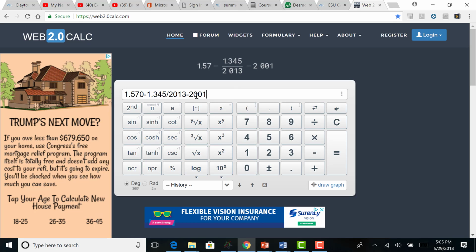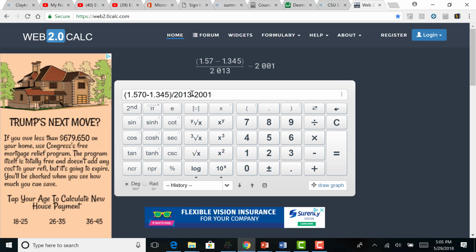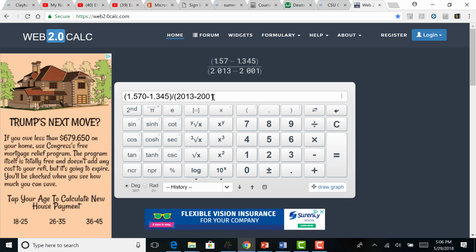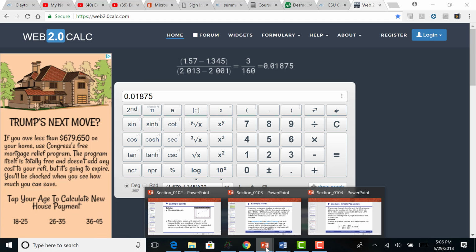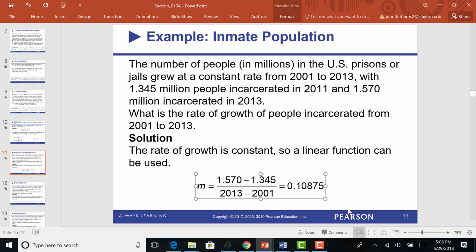You see, it's not right, correct? So I have to put this in parentheses so it knows to do it like I want it. And then I have to put this in parentheses because this one doesn't have a fraction button. That's what I wanted, right? Okay, hit the equal sign. Is that the same thing we got? Okay, .01875. Hold on. Okay, this looks like there's a typo here.